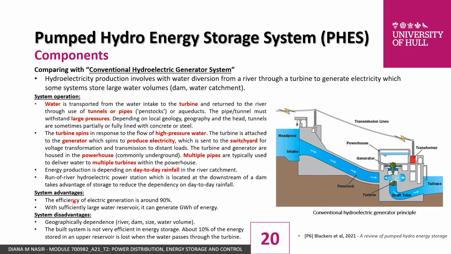So the system has its advantages. The main one should be the efficiency of the system, which is around 90%. And if we can provide a sufficiently large water reservoir, definitely the system can generate gigawatt hours of energy. But of course, it has its disadvantages as well. It's geographically dependent, so it depends on the size of the water volume, whether it is a large river or dam. And the system is not very efficient in energy storage.